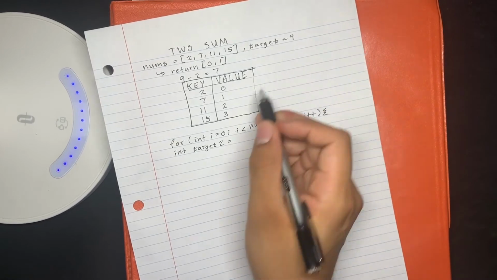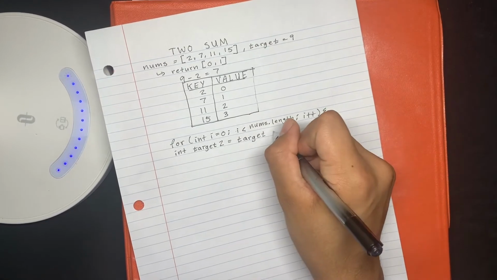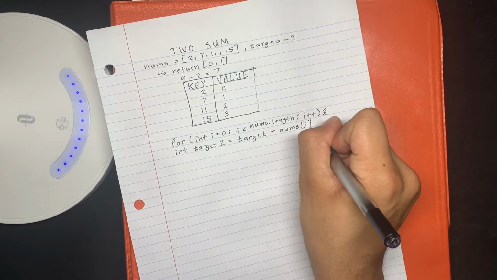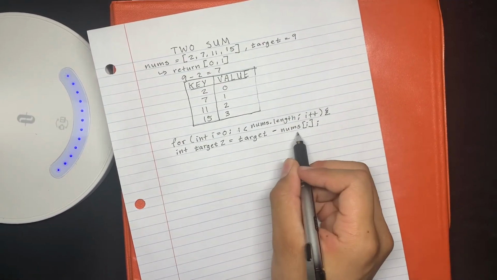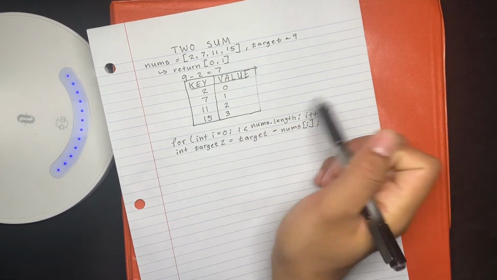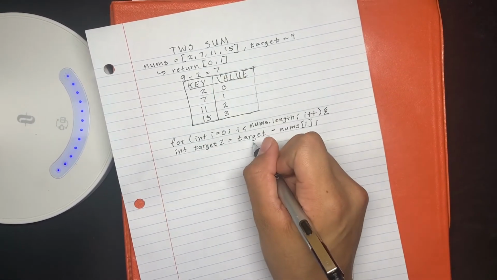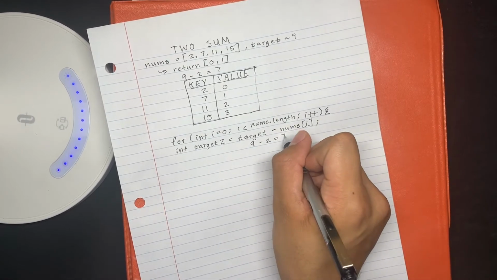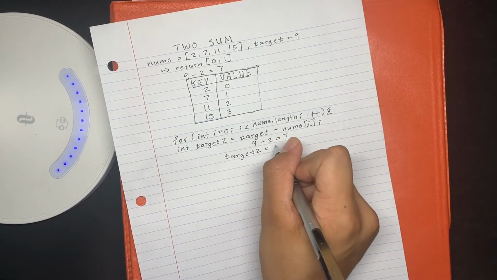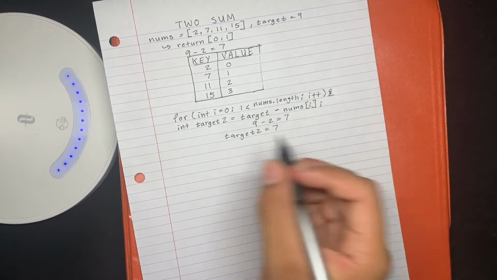In this case, we're going to get target, so we know it's named target, and then we're going to subtract nums[i]. Since we're in a for loop, we're looping through it. Since we're starting off at 0, it would be 9 minus 2, which would be 7. So that means target2 is equal to 7.